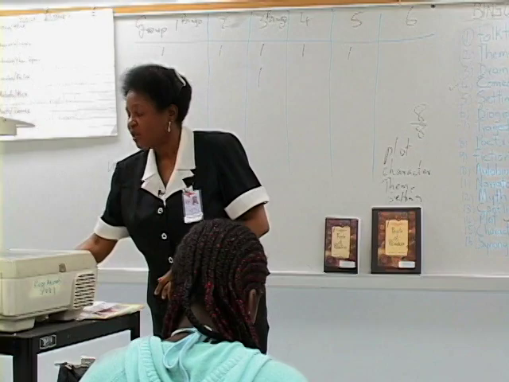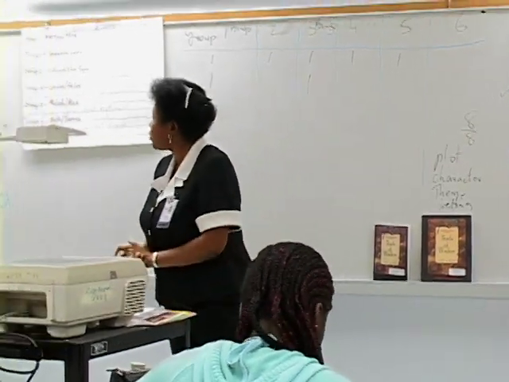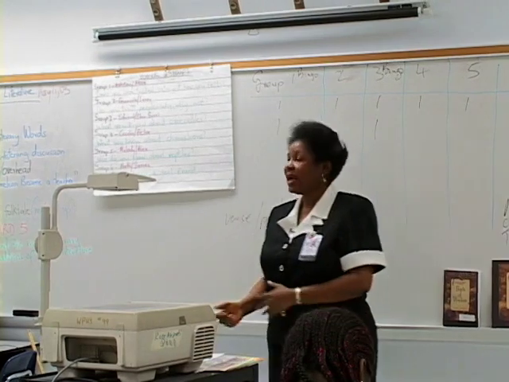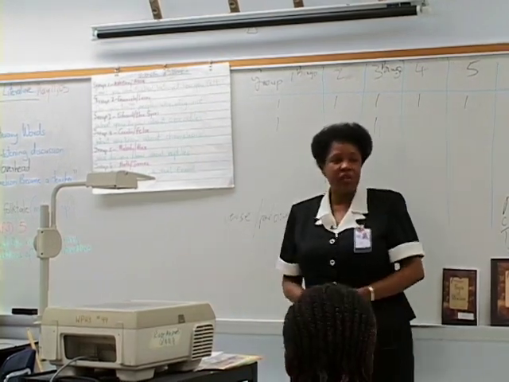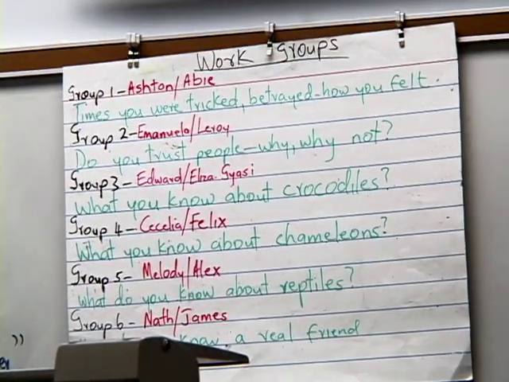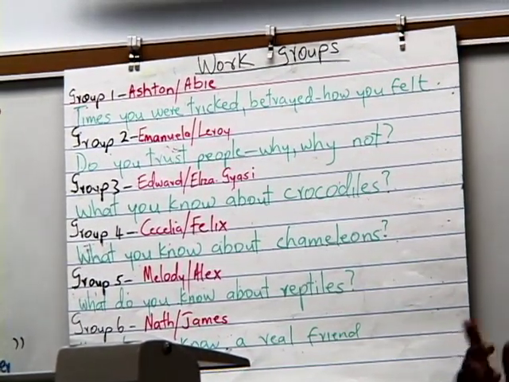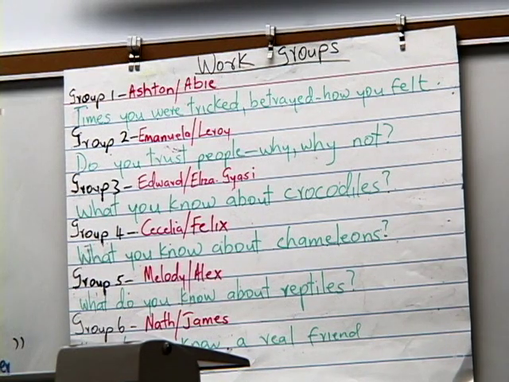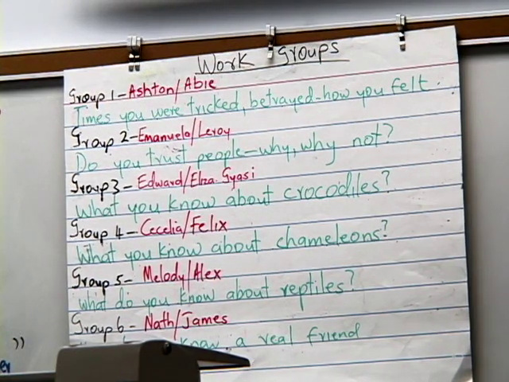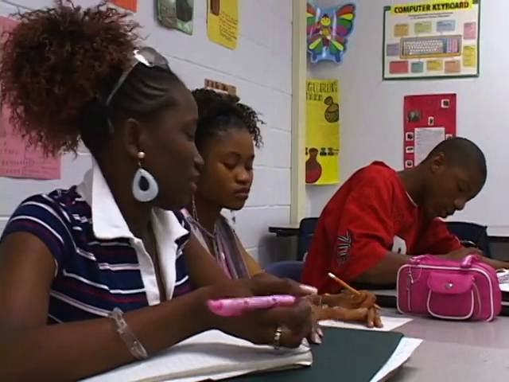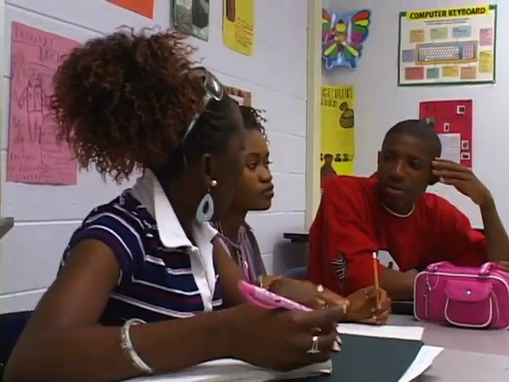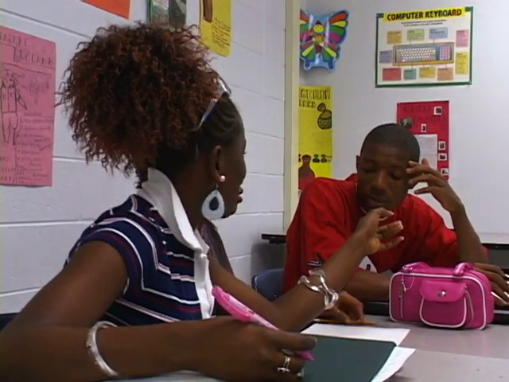with the students. So let's go to the next thing, which is small group pre-listening discussion. And as you can see, if you look up there, you will see that I put down the different topics you need to discuss in your group. Within 2 minutes, see whether you can list a few items. Group 1, which is Ashton and Abby, you want to copy it down, what your question is. Times you were tricked or betrayed, how you felt. The three of you, you need to talk, discuss it, and come up with a few points, okay?